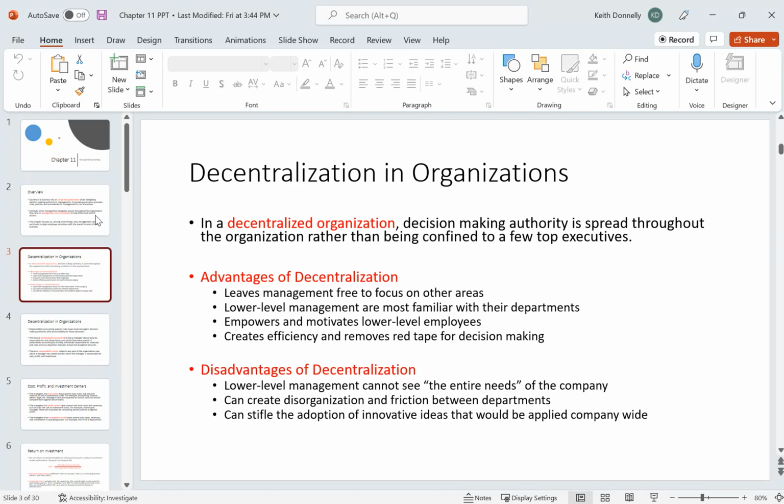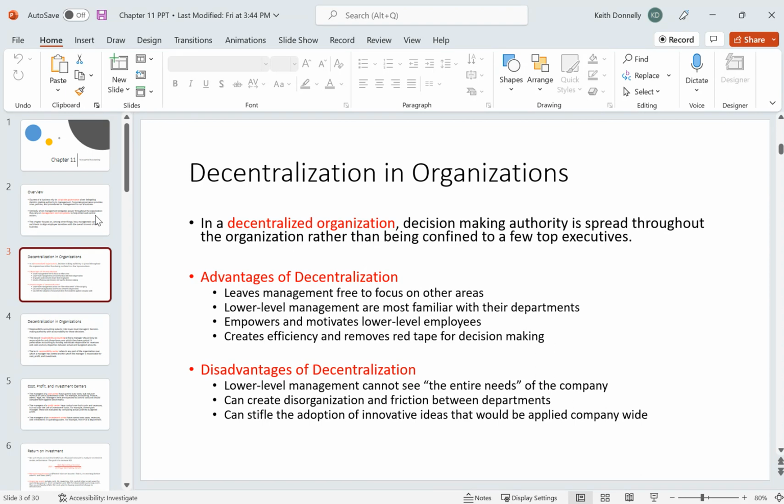Now, the advantages of decentralization. This is going to leave management free to focus on other areas. There's only so much time in the day, and if management gets bogged down in the minutia and really micromanages, they might not be able to focus on the bigger picture items in the business. So that's one benefit of delegating power and having a decentralized organization.